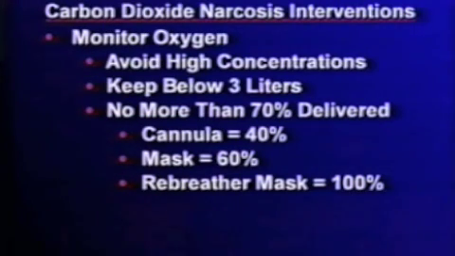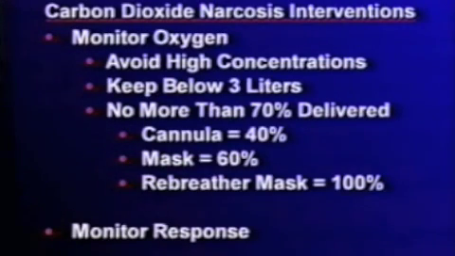For example, a cannula will give a 40% O2 delivery, whereas if you give it by mask, it's a higher concentration of O2. The other thing, of course, is monitoring the response: the O2 sats, ABGs. Those are the types of things that will tell you whether the client is responding or not.